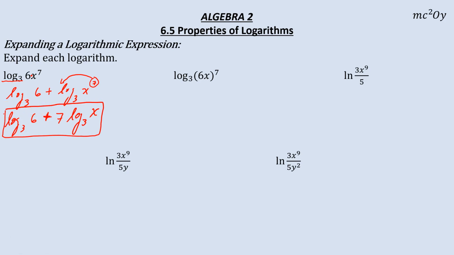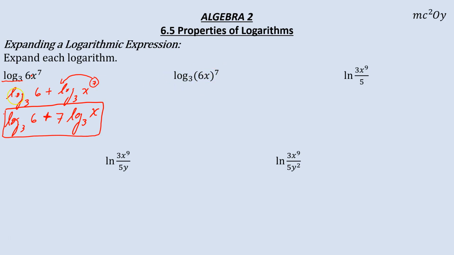Okay? Now please note the difference on the second problem. I put these two on here so that you can see the difference. This one has the x just being raised to the 7th. This has the 7 on the outside of parentheses. That means it's 6 to the 7th and x to the 7th.